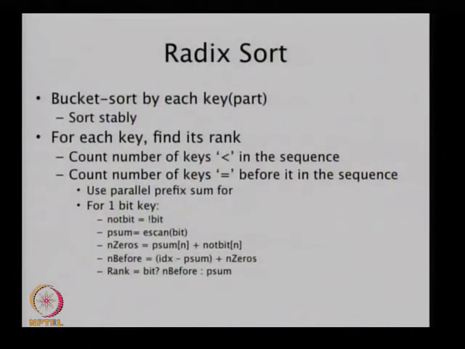And so, the last step that remains is, if your bit was positive, then you should take the second value, which is the number of zeros plus the 1s prefix sum. Otherwise, you should take the first value, which is just the prefix sum of zeros. Okay. How do we do this in place?